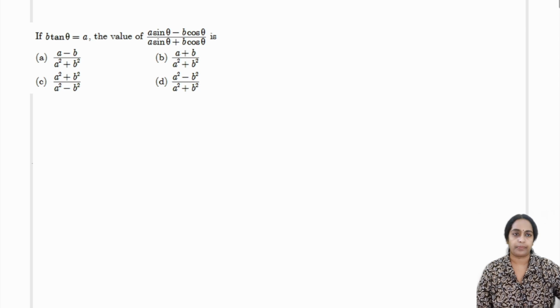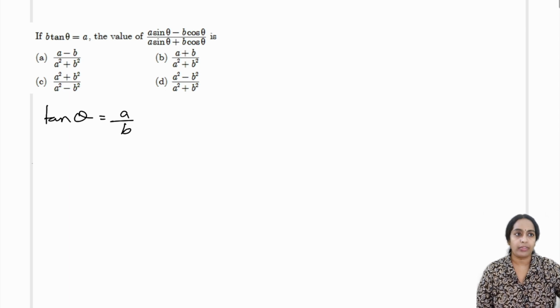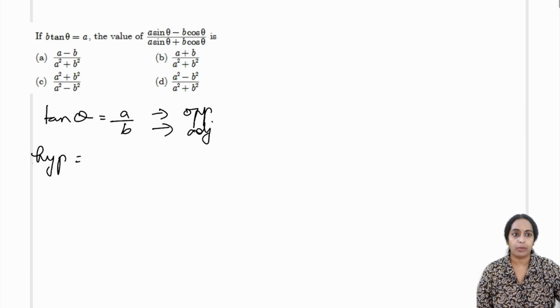So the next question. The question says b tan theta equals A. So tan theta will be A by B. The value of A sin theta minus B cos theta divided by A sin theta plus B cos theta is asked in the question. So if tan theta is A by B, A is opposite side, B is adjacent side. So what is my hypotenuse? Hypotenuse will be square root of A square plus B square. So now I have the values of opposite side, adjacent side and hypotenuse side.